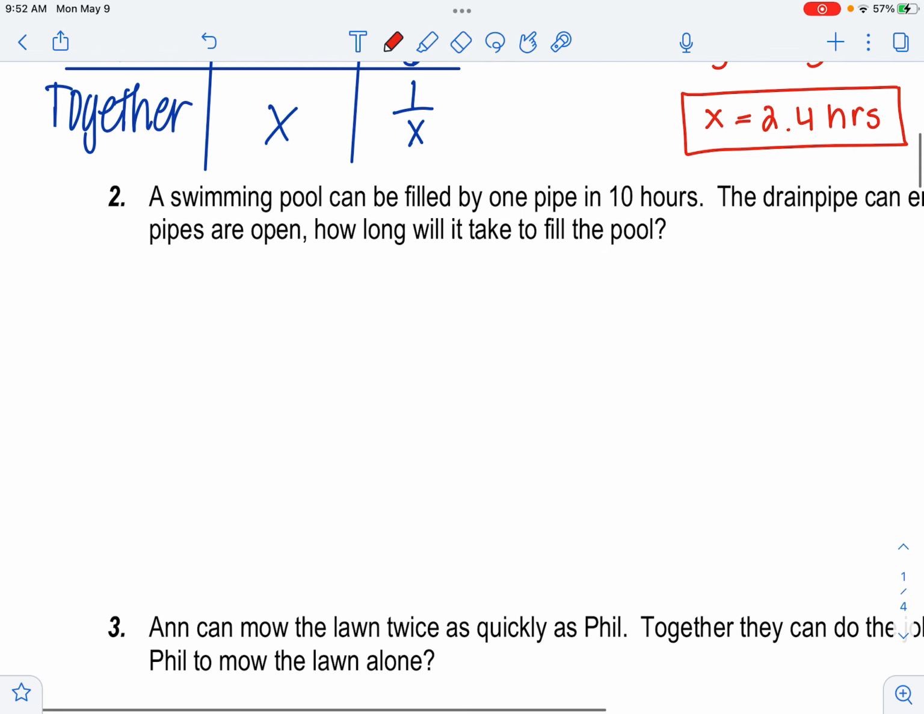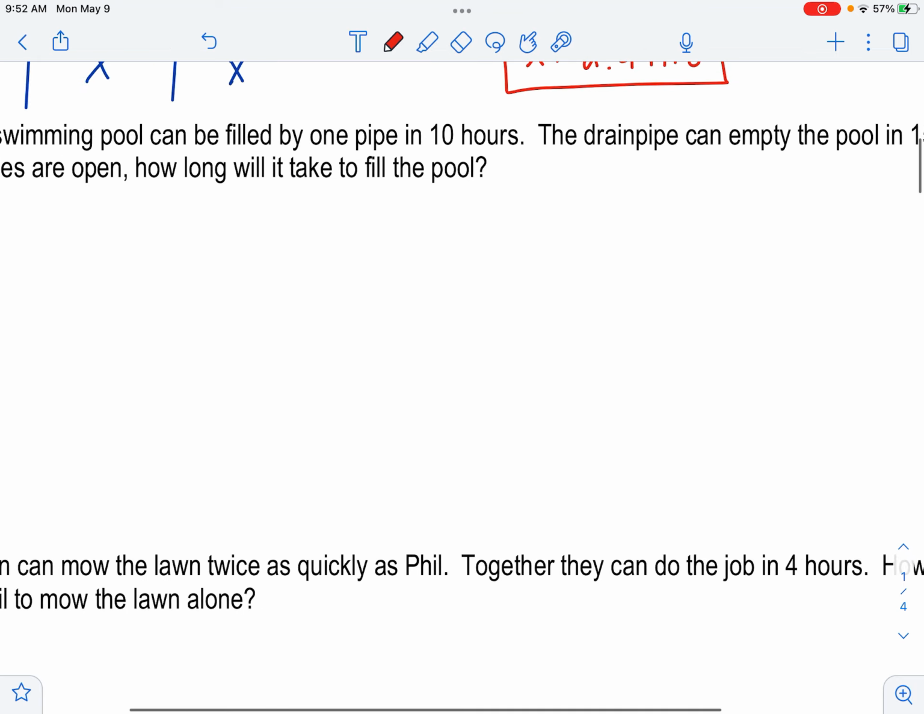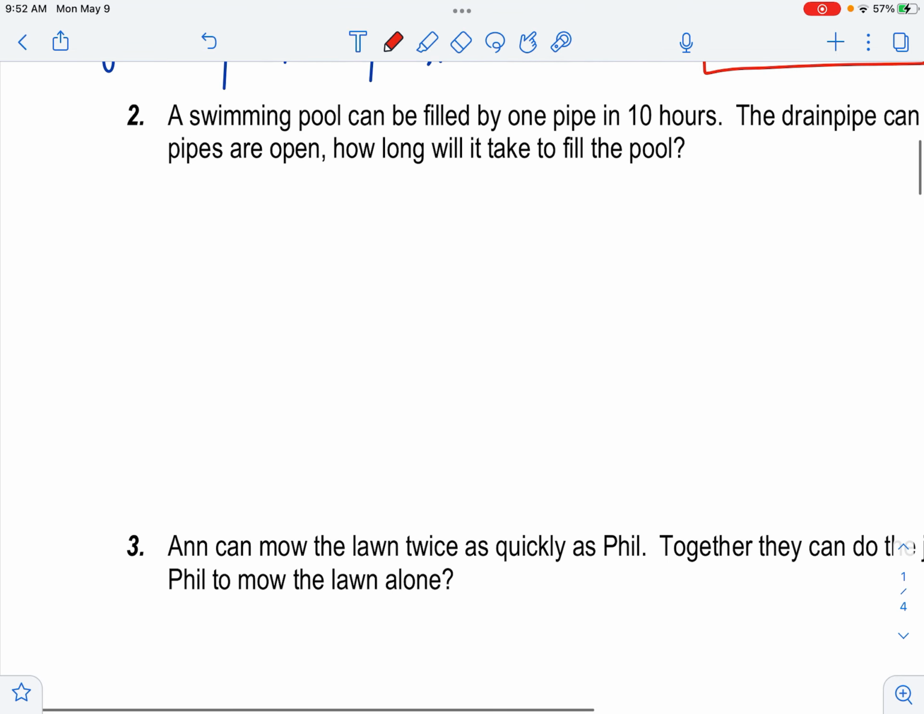All right, let's try another one. A swimming pool can be filled by 1 pipe in 10 hours. The drain pipe can empty the pool in 15 hours. If both pipes are open, how long will it take to fill the pool? So really how this question should say is, someone left the drain pipe open. How long is it going to take this person to fill the pool, right?